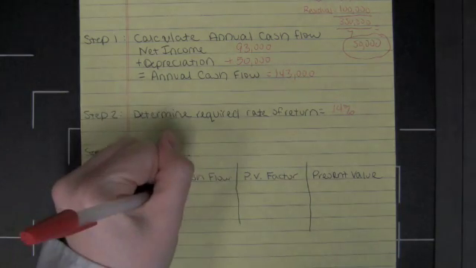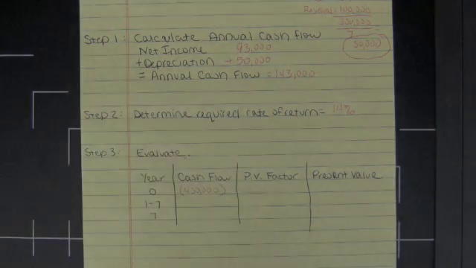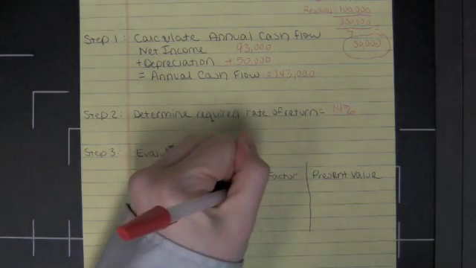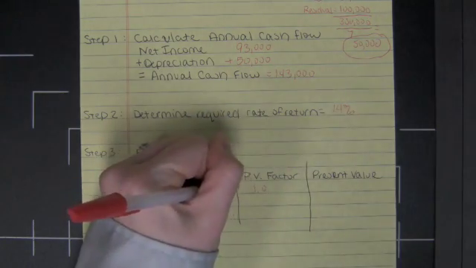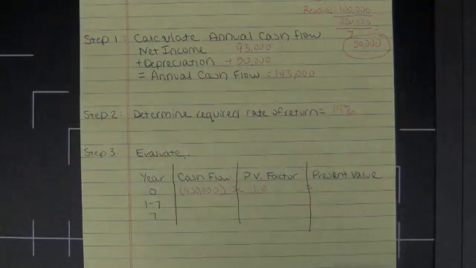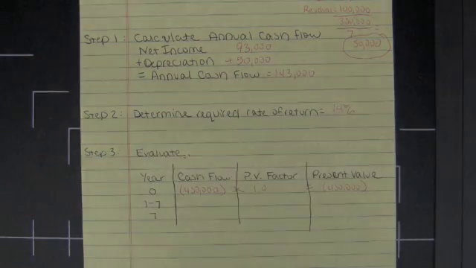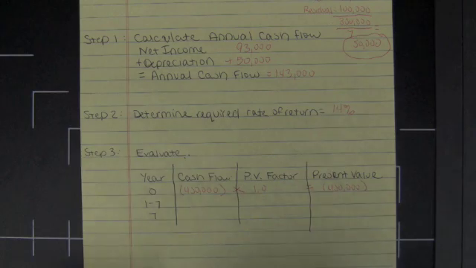In year 0, I said our cash flow was $450,000 to buy the machine. It's a negative cash flow because we're paying them for the machine, so that's cash out of our pocket. Because it's in year 0, it has a present value factor of 1. We don't have to discount it back to current day values at all. So the present value of $450,000 paid today is $450,000.